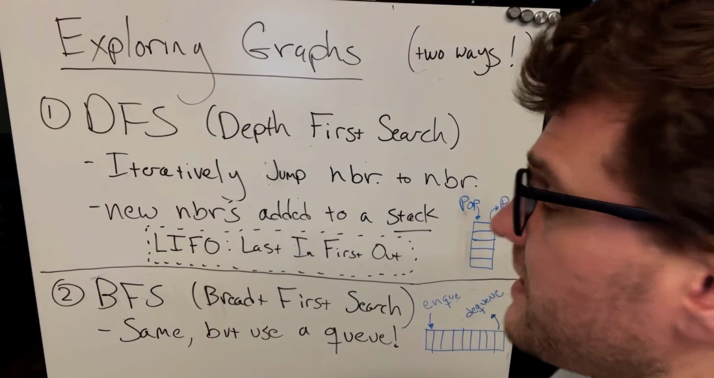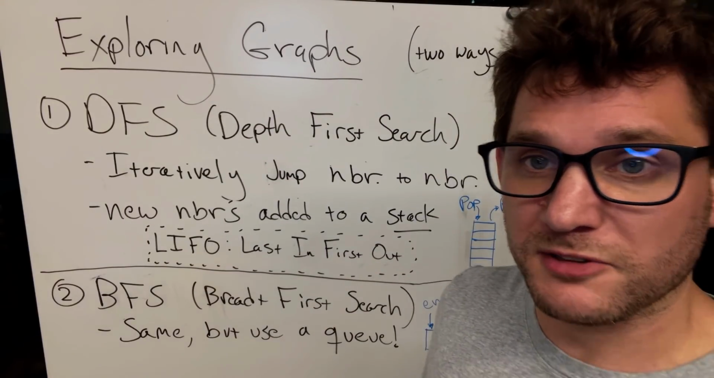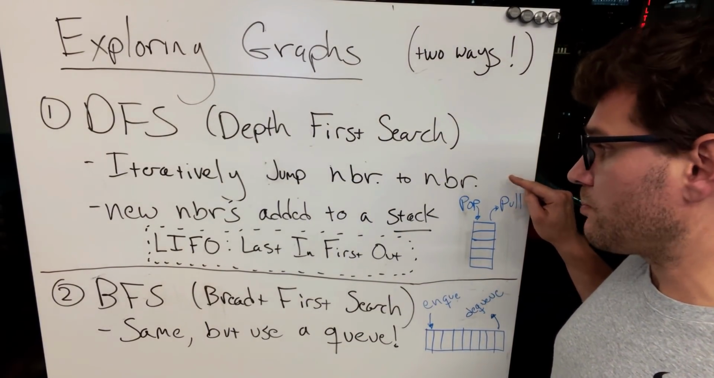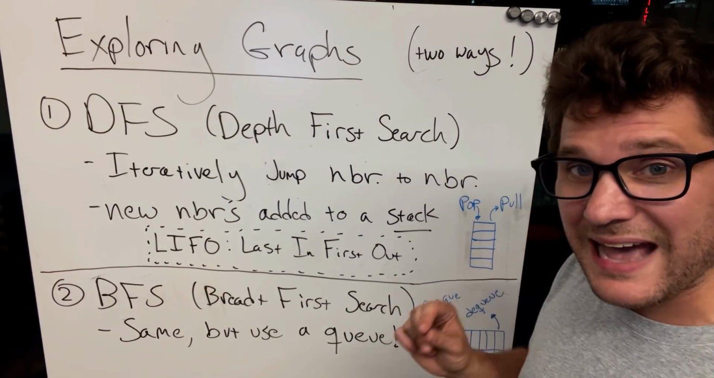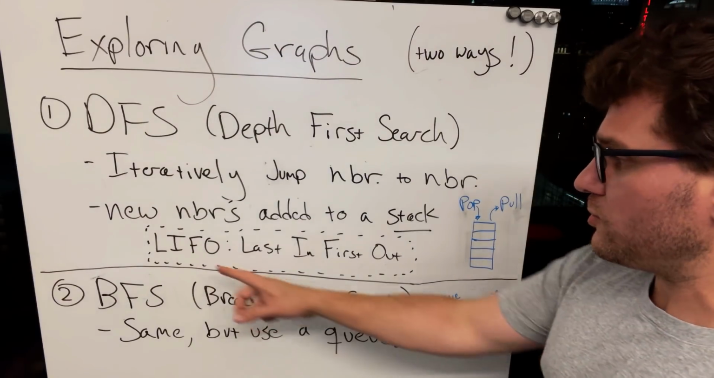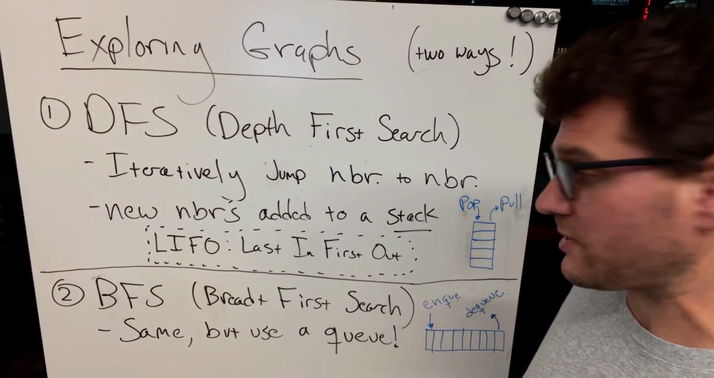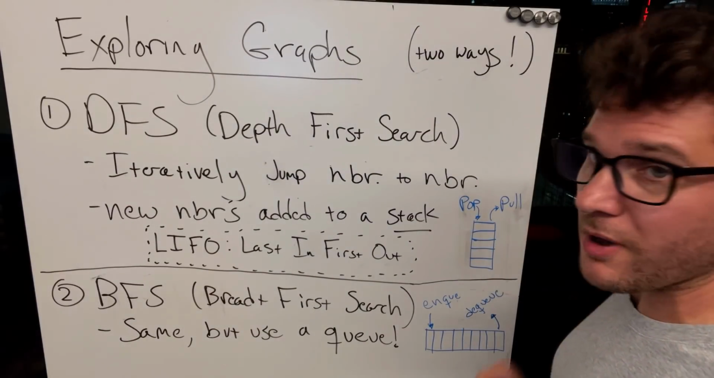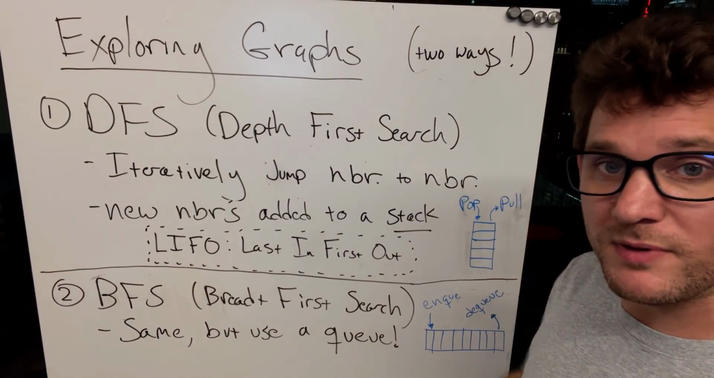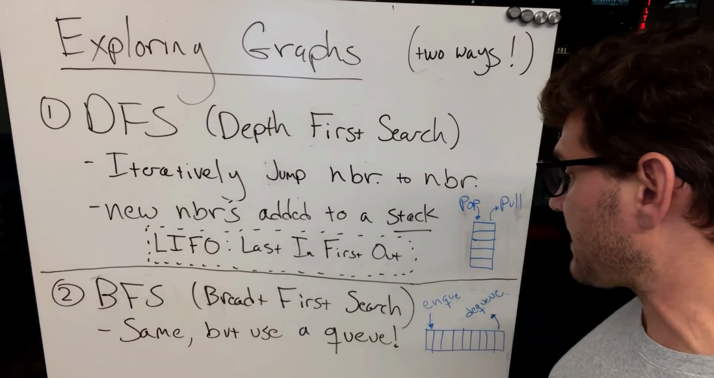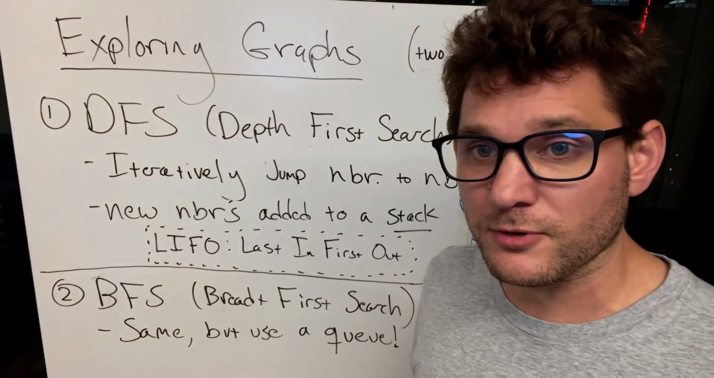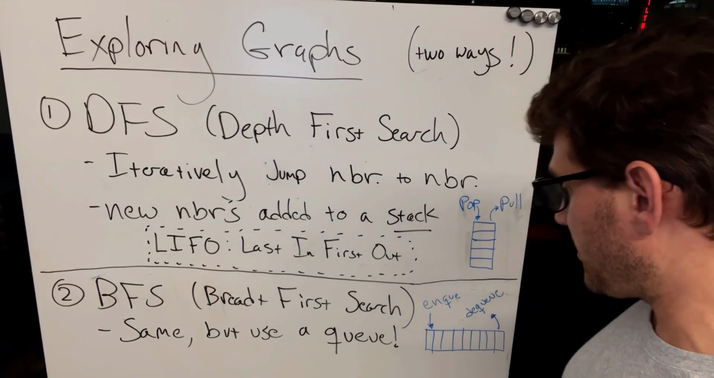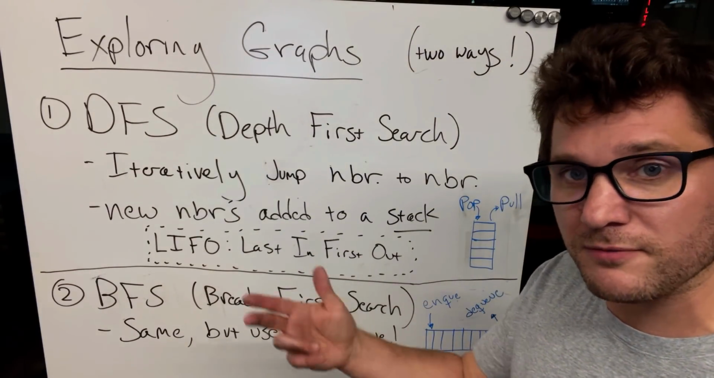The way to think about depth first search is that you're going to be exploring this graph, iteratively jumping from neighbor to neighbor, but you're going to add new neighbors to a stack. A stack data structure uses LIFO, that's last in, first out. You push elements onto the stack and then you pull them off, and the last thing that went on will be the first thing that gets pulled off of the stack. In breadth first search, it's very similar, but you're not going to use a stack, you're going to use a queue. A queue uses FIFO, first in, first out.